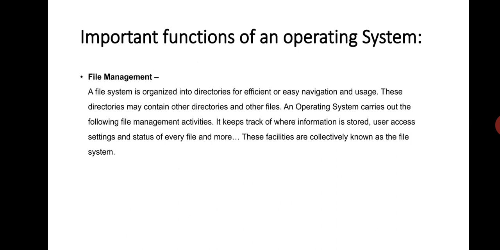Next is file management. A file system is normally organized into directories for easy navigation and usage. These directories may contain files and other directories. An operating system does the following activities for file management. It keeps track of information, location, uses and status, etc. These collective facilities are known as the file system. Also in file management it decides who gets the resources, allocates the resources, and deallocates the resources when no longer required.